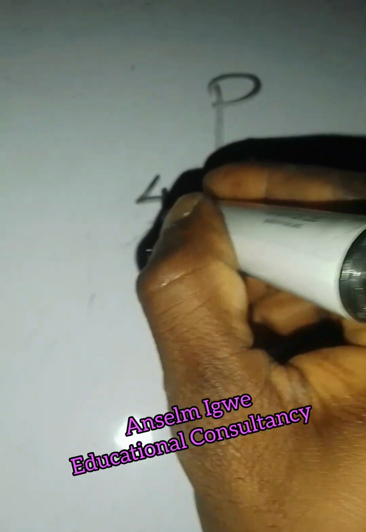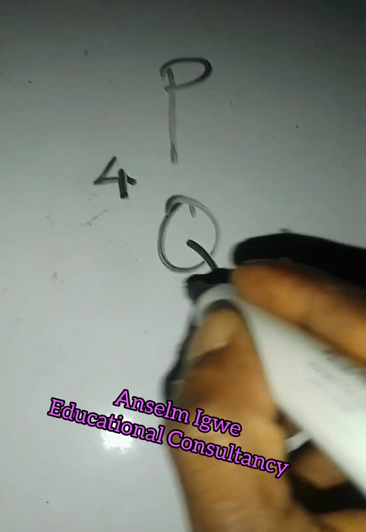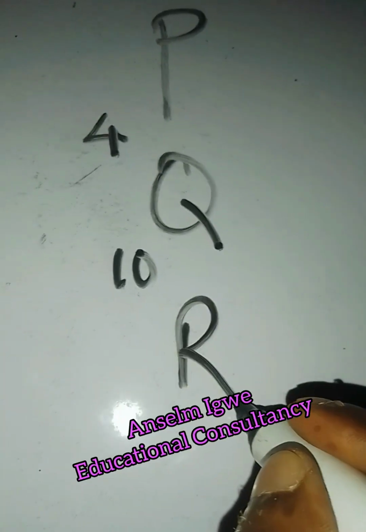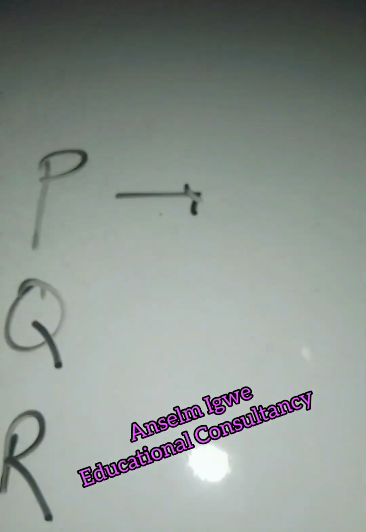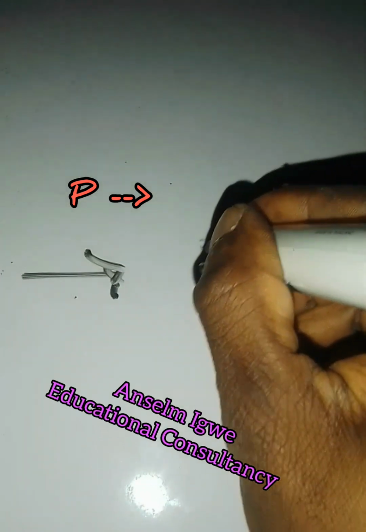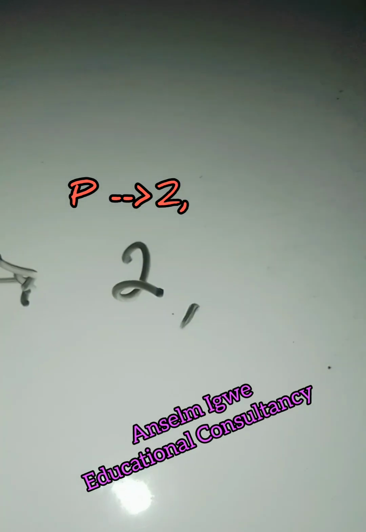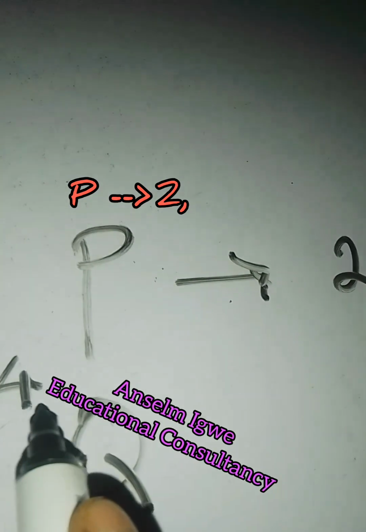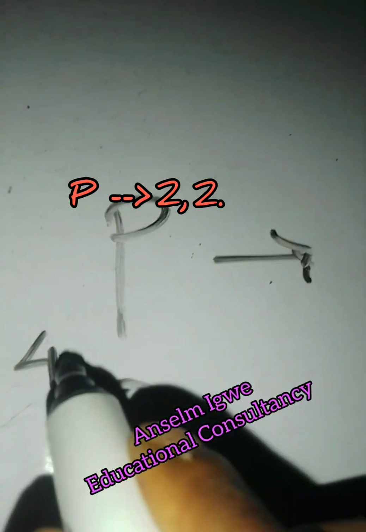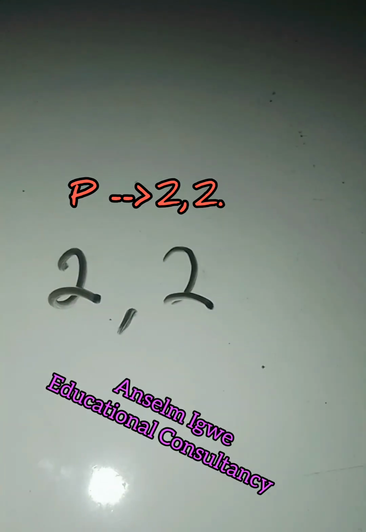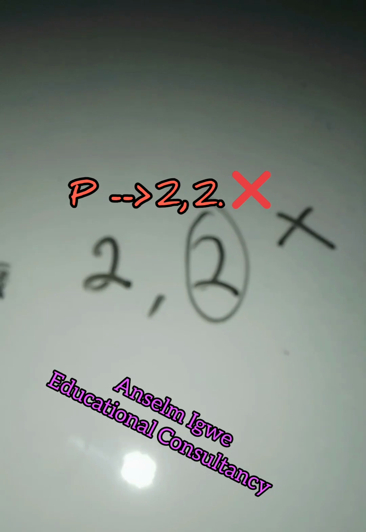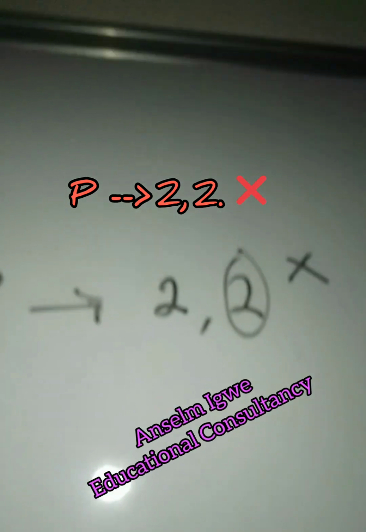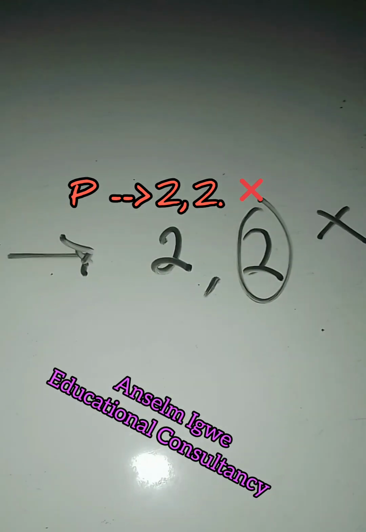So let's go. P has atomic number 4, Q has atomic number 10, R has atomic number 12, and S has atomic number 14. Let's write the electronic configurations. P, the first shell holds 2. Second shell should have 8, but the only available electron remaining is 2. So we place that 2 at the last shell. Having 2 at the last shell means that it is not a noble gas. For P to be a noble gas, it must have 8 at the last shell.